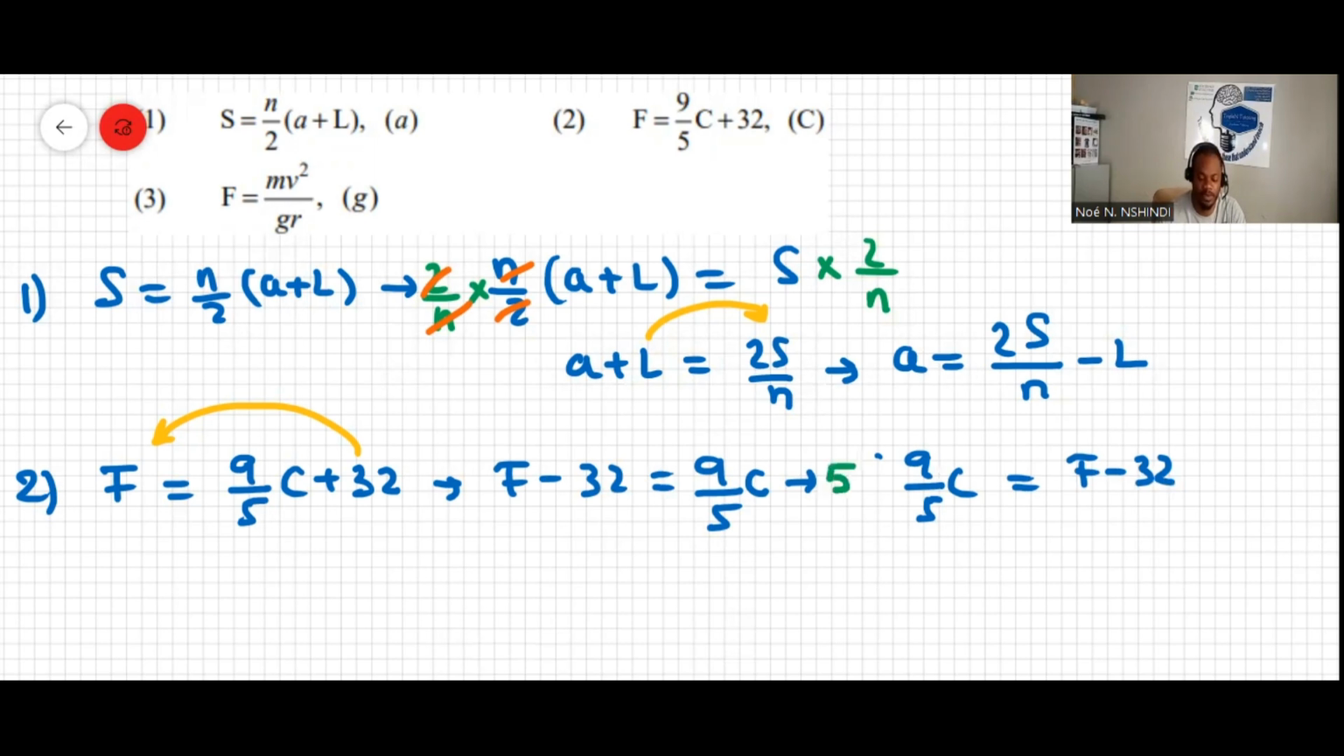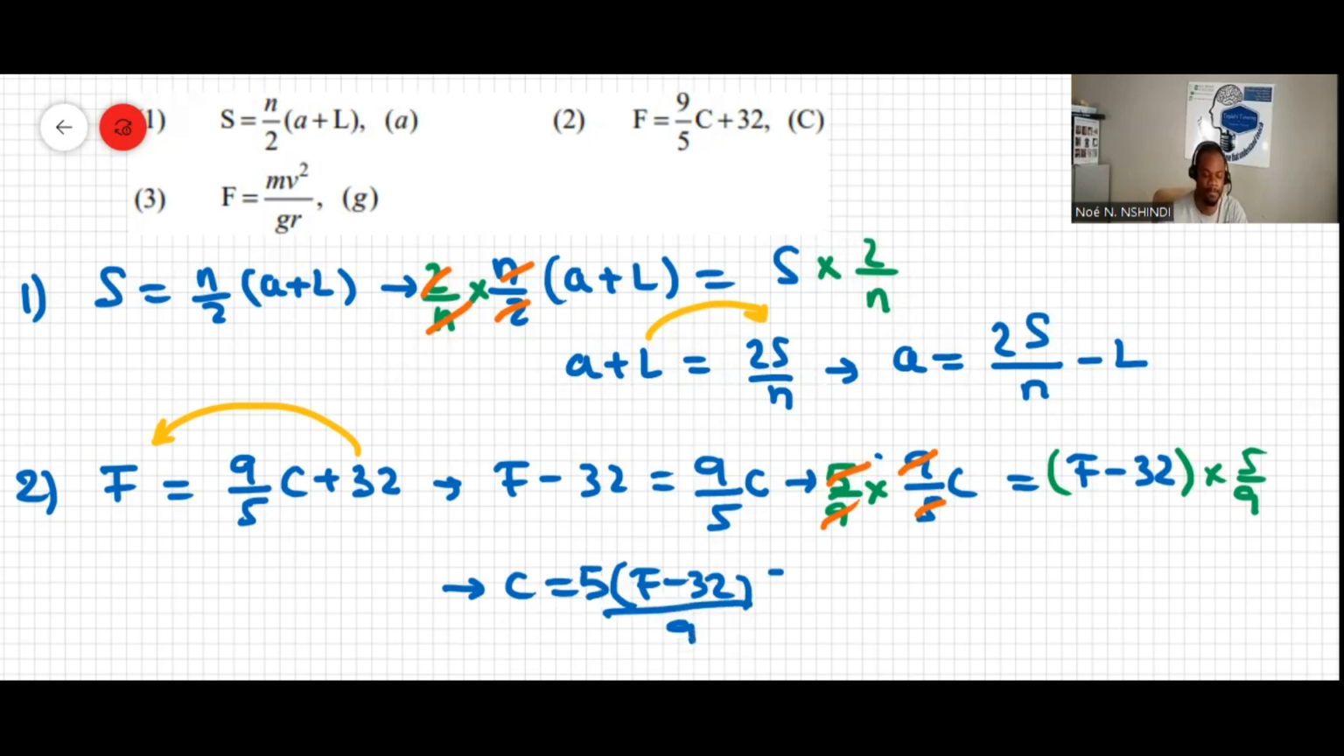Then we can multiply this by the inverse. We can multiply this by 5 over 9, and then multiply the other side by 5 over 9 too. So the 5 and 5 we simplify, 9 and 9 we simplify, and then we get C equal to F minus 32 multiplied by 5, and then this over 9. And then we can also do question 3.